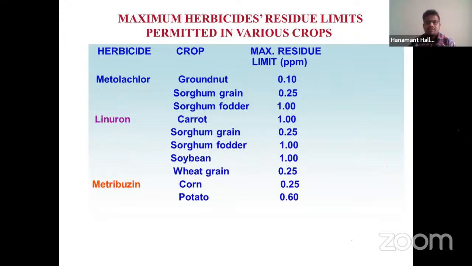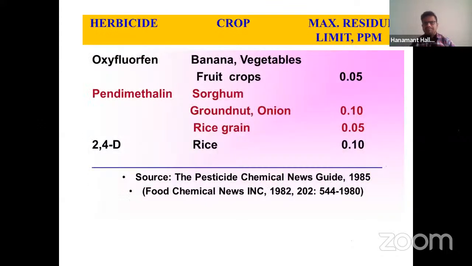So in case of crops like groundnut, sorghum and sorghum fodder, the maximum limit of metolachlor is 0.1 ppm, 0.25 and 1 ppm. In case of linuron chemicals, the residue in carrot is 1 ppm, in sorghum grain 0.25 ppm, in sorghum fodder 1 ppm, in soybean 1 ppm, and in wheat grain 0.25 ppm. In case of metribuzin, the permitted residue in corn is 0.25 ppm, and in potato it is 0.6 ppm.